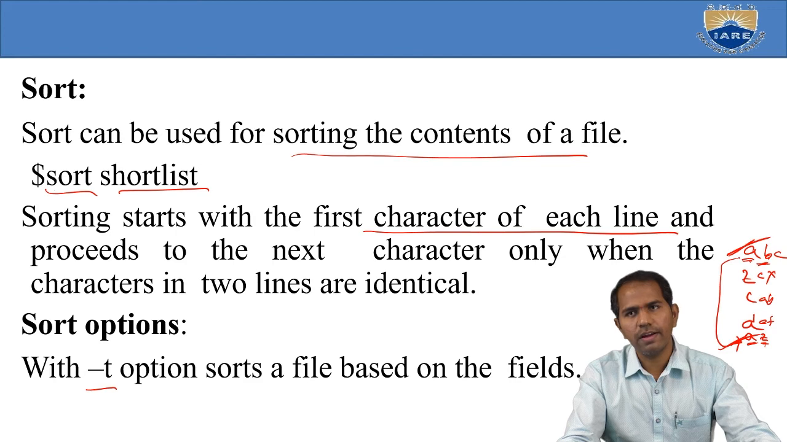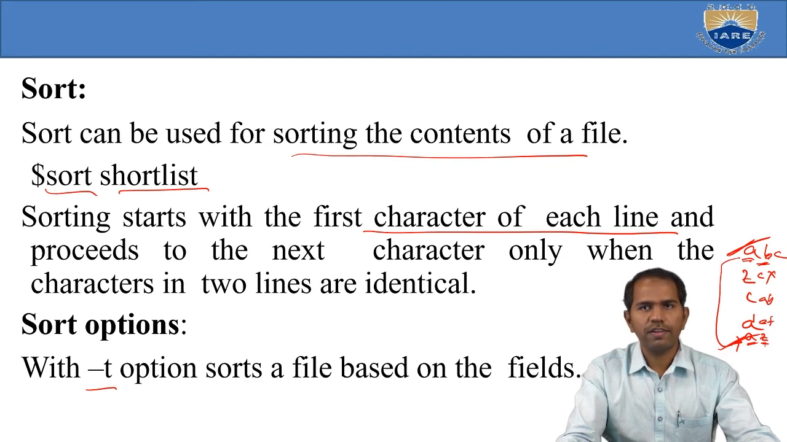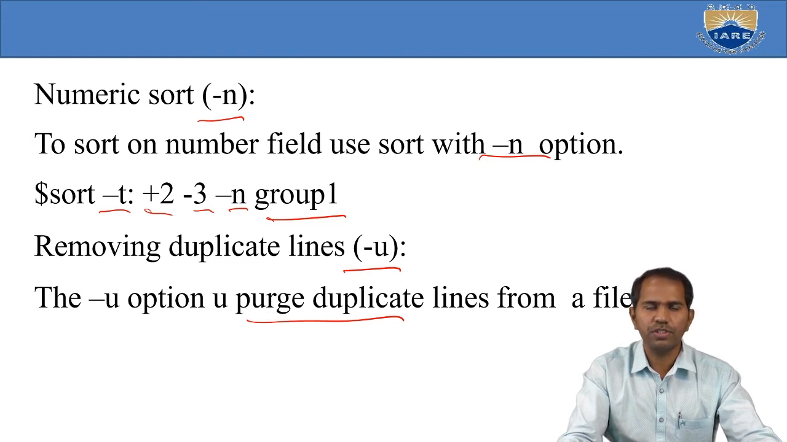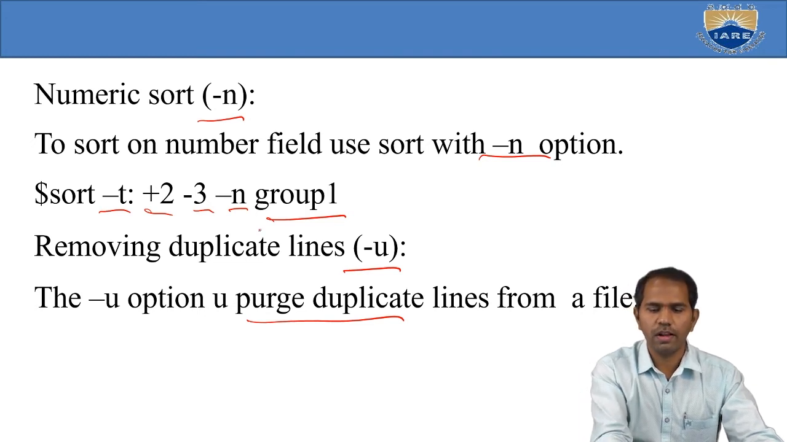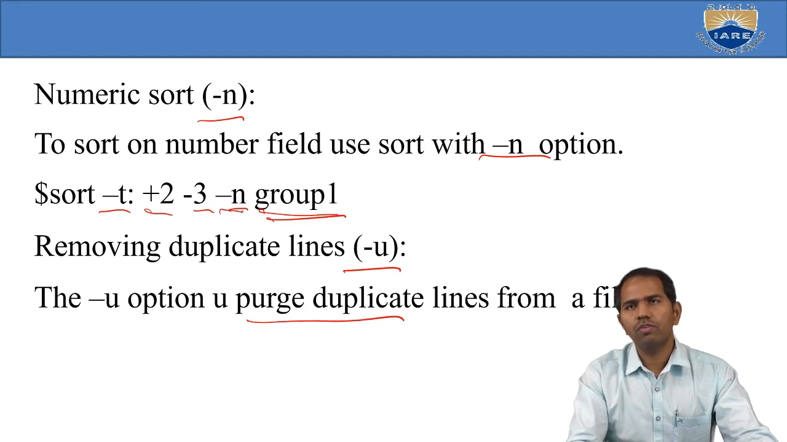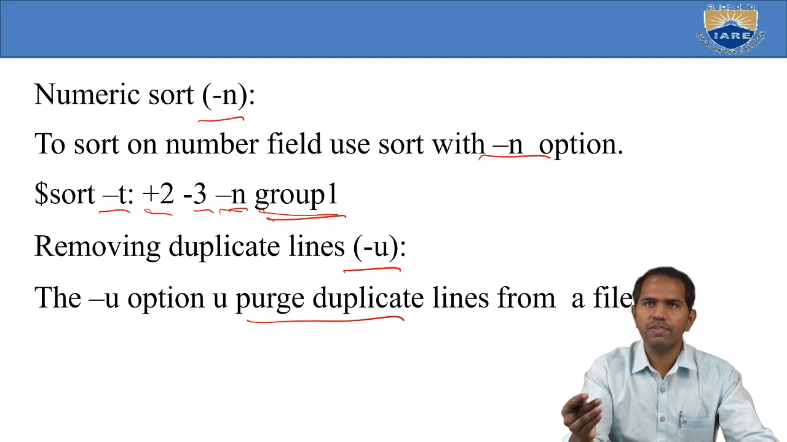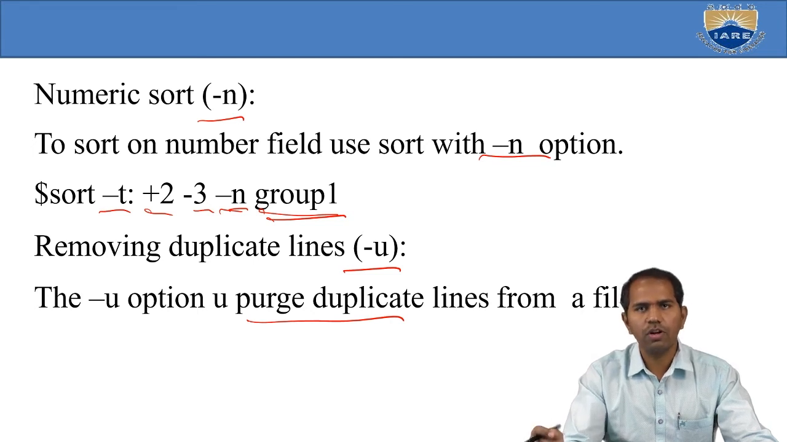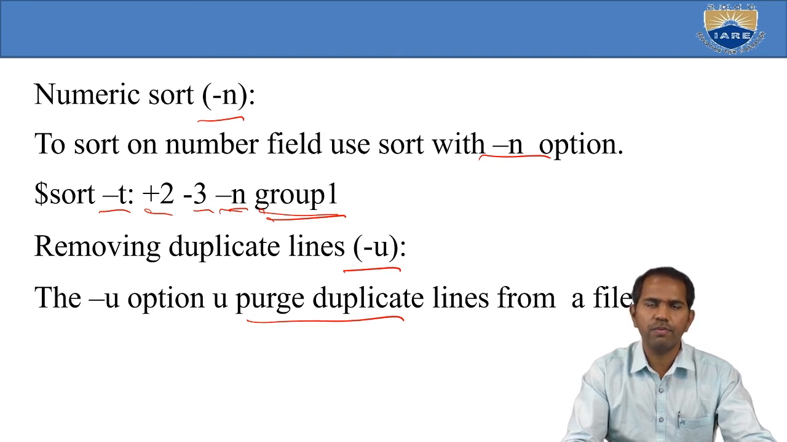Taking some fields, it has to sort. Minus t option, numeric sort. Numeric sort means I want to sort with the numbers. Then use the minus n option. It's group 1. Under group 1, minus n. Under that one, it has to sort the elements. So if I want to remove the duplicate elements, use the option minus u. It removes the duplicate lines from a file.